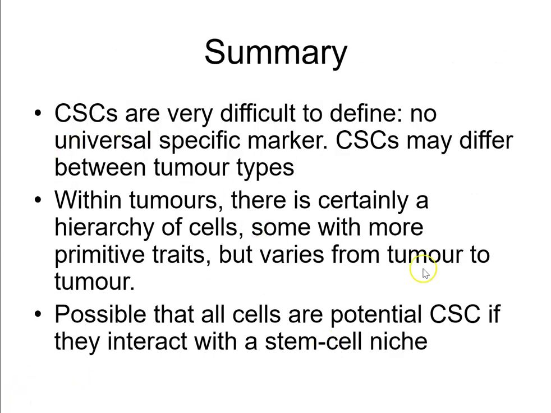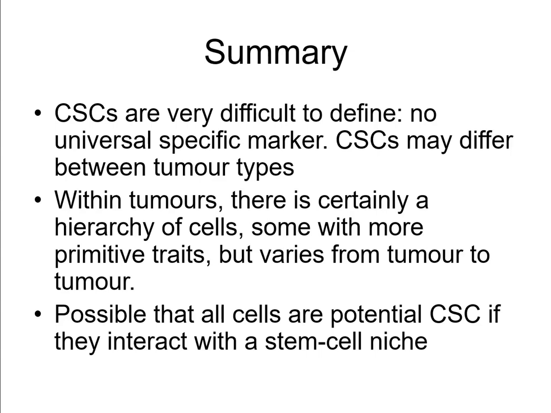So in summary, cancer stem cells are incredibly difficult to define. There's no universal specific marker. You'll struggle to find 2 cancer biologists who completely agree on everything to do with cancer stem cells and their markers, but we certainly know that cancer stem cell markers differ between different tumour types. Within tumours there's definitely a hierarchy of cells. My favourite definition of a cancer stem cell is the cell that is at the pinnacle of the neoplastic hierarchy. That basically just means it's the cell that's the most primitive.